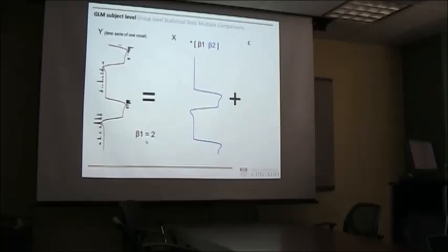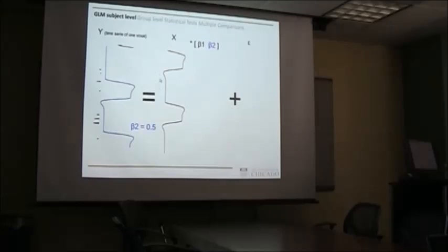And say it fits fairly well. It's quite some overlay, and I'm going to give this beta value, say 2. This is just an arbitrary number, but you could think of it as something like a correlation value, right? So you're trying to see how well this first part of the model fits my time series. Same thing for the second part of the model, where you're trying to model the onset of houses. Again, trying to overlay this part of the model to the time series.